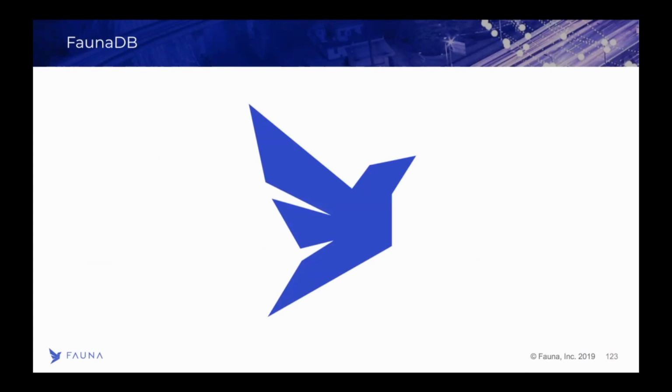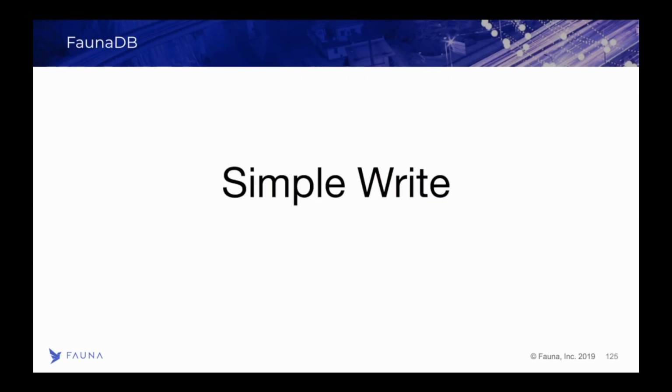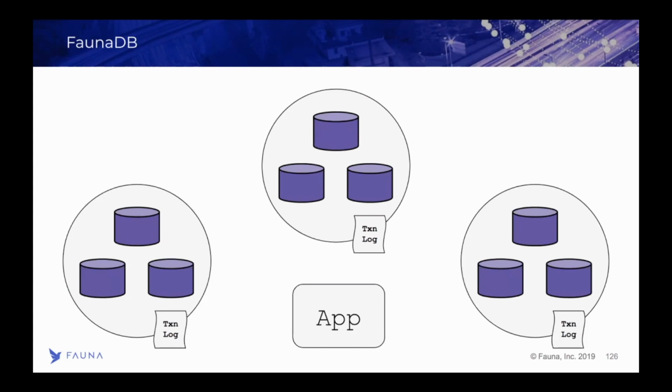And then in comes Fauna. Surprise, we also built a distributed ACID compliant database. But it's based off a completely different algorithm called Calvin, which comes out of academia, and it doesn't use any of these clocks. So I want to show you what our architecture looks like and how we achieve what we do. So I'm going to walk you through a simple write, but first I want to show you our architecture.